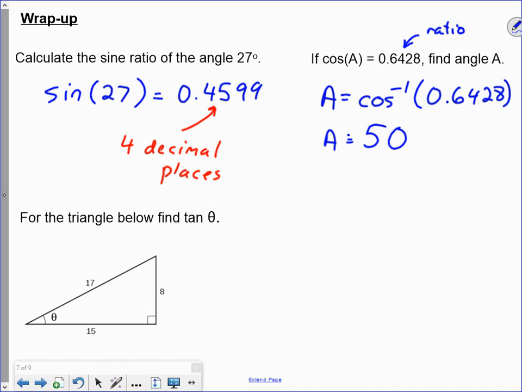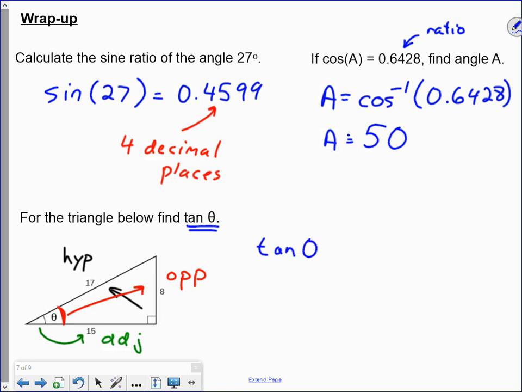And if you're given a triangle, you need to be able to figure out in this triangle which side is our hypotenuse, which side is our opposite. Okay, because they've given us this angle theta here, so we want to do this relative to that angle theta. And which side is our adjacent. Then if we're looking to find tan theta, we can look on our formula sheet and we know that tan theta is opposite over adjacent.